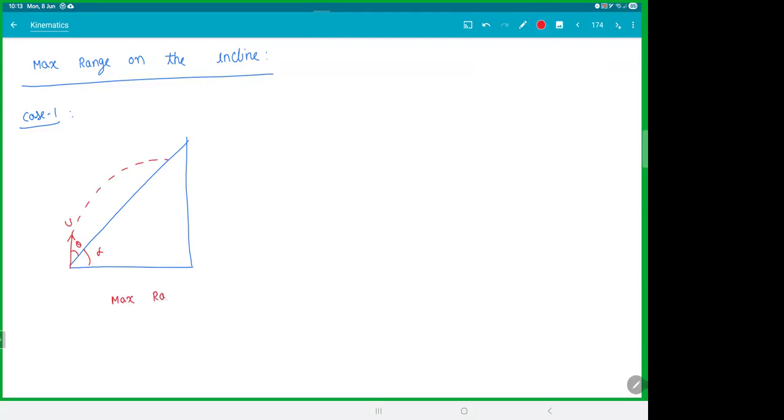the maximum range when you throw it from bottom is given by u square by g (1 plus sine alpha). You will get this by doing maxima minima. And the angle of projection theta must be pi by 4 minus alpha by 2. So when you throw from the down, this is the maximum range and the angle of projection is pi by 4 minus alpha by 2. Alpha is the incline.